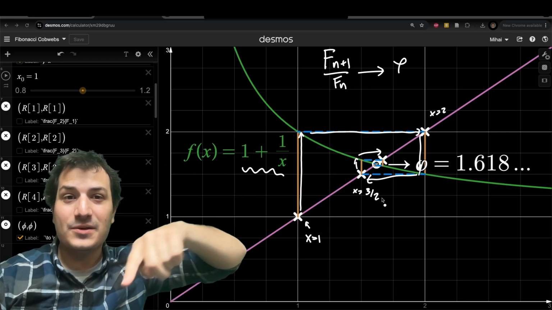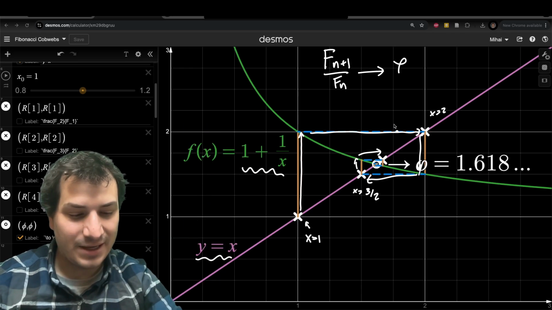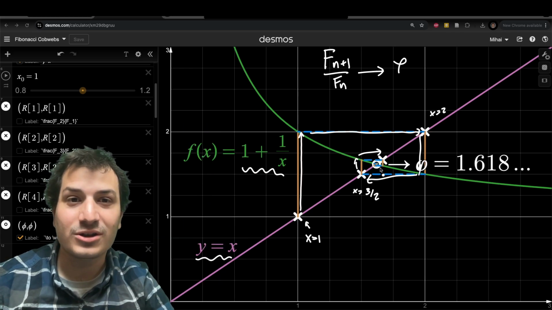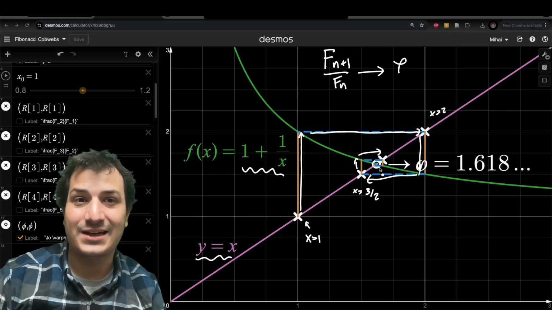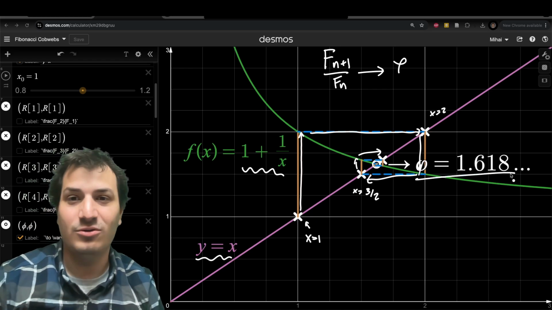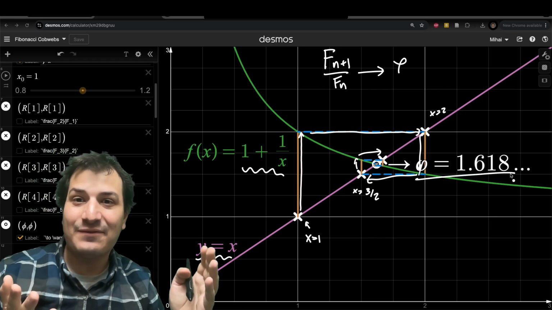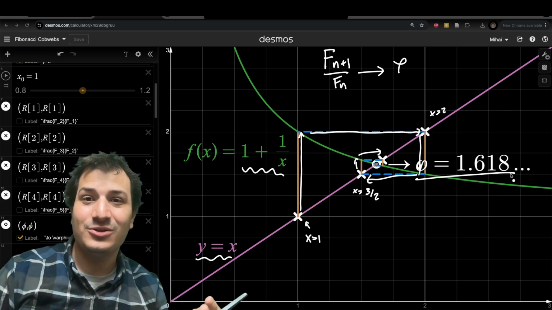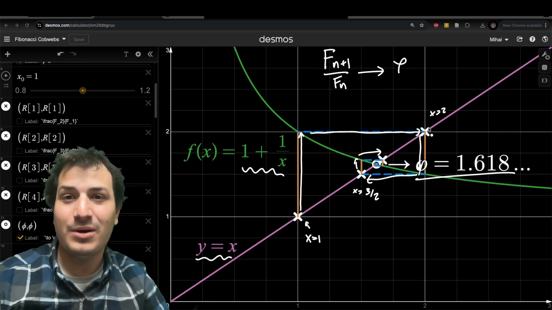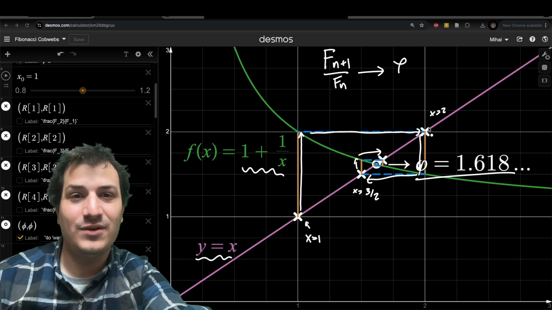And it's going to spiral around. You can see it spiraling in, and it spirals in closer and closer to where these two functions intersect. And that intersection is exactly at the golden ratio, 1.618. So what does this have to do with the Fibonacci numbers? Well, what I'm going to show you is that this cobweb thing is generating exactly the Fibonacci numbers.